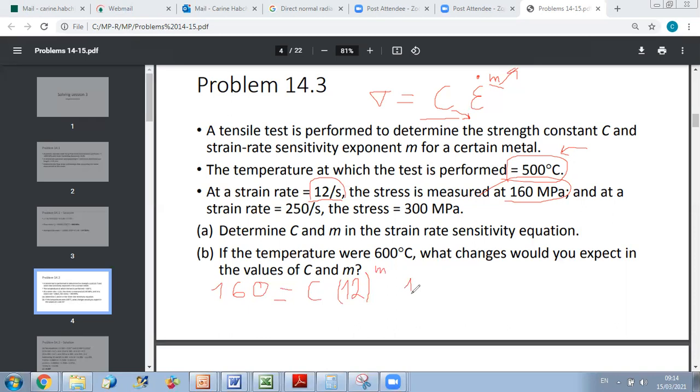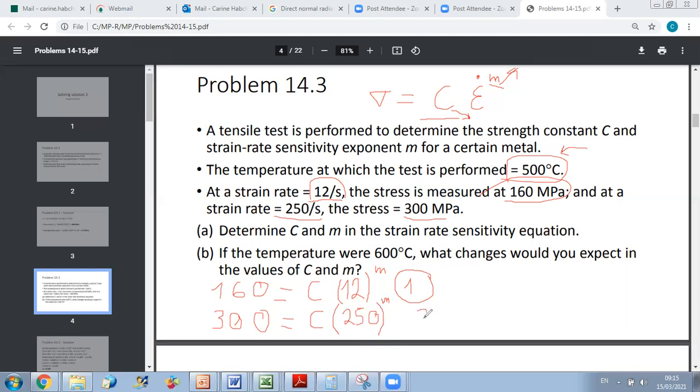Equation number 2, I can get it from the second point. So for the second point, I have a strain rate of 250 and a stress of 300 megapascal. So 300 equals C times 250 to the power m. So this is equation number 2. Okay.